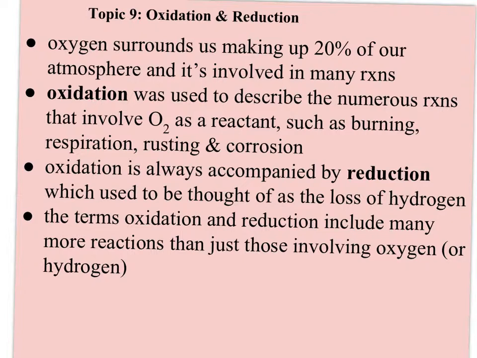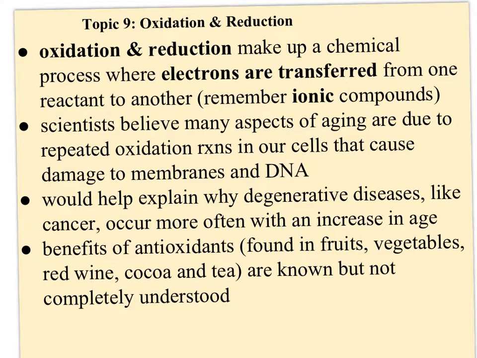So the terms oxidation and reduction are actually very kind of old-fashioned terms, but we still use them, and they involve many more reactions than just those with oxygen or hydrogen involved. So we now know oxidation and reduction make up a process where electrons are transferred from one reactant to another. Remember back when we talked about ionic compounds, metals tend to lose electrons, nonmetals tend to gain them, and it's all about their size and electronegativity.